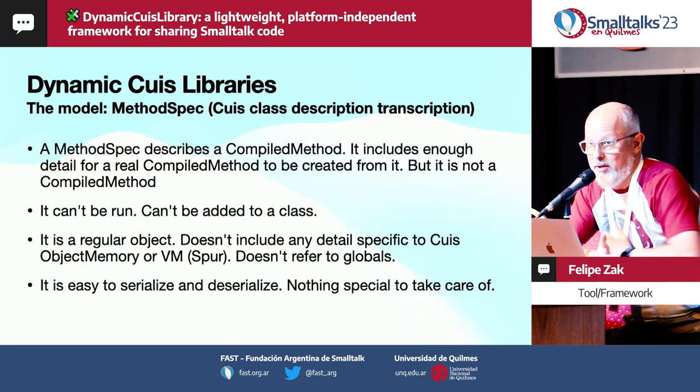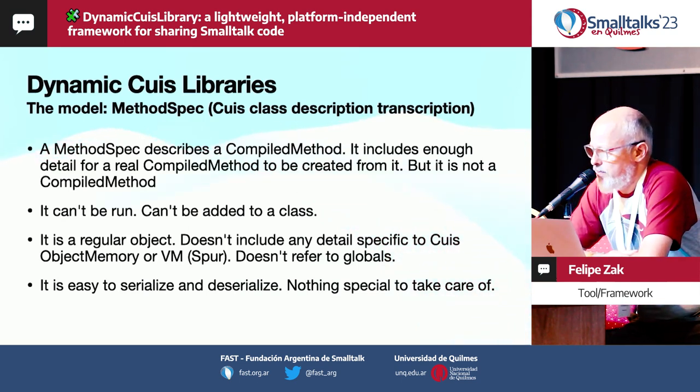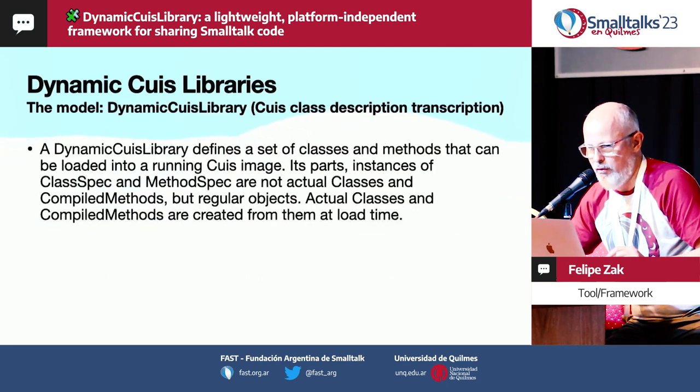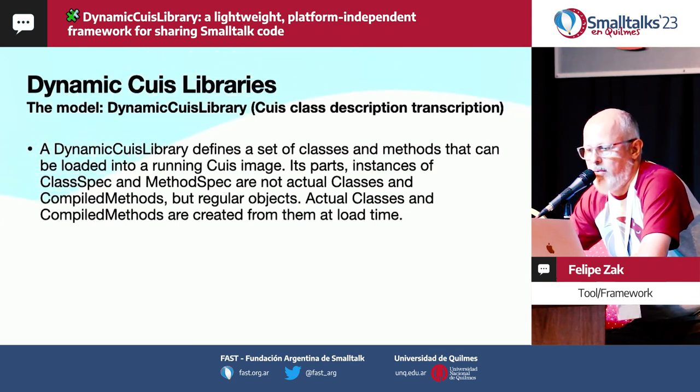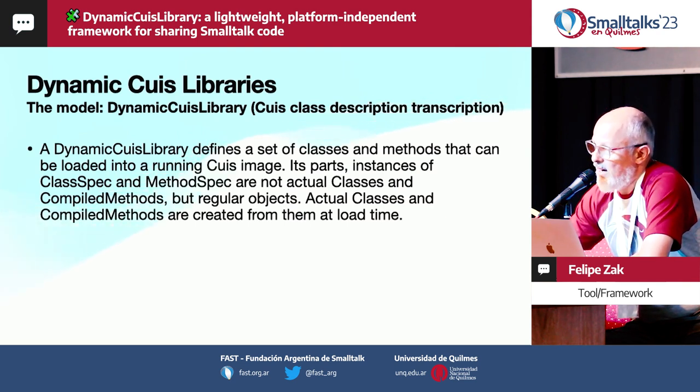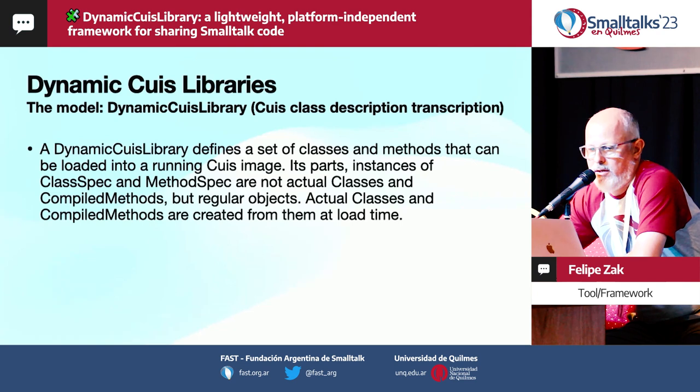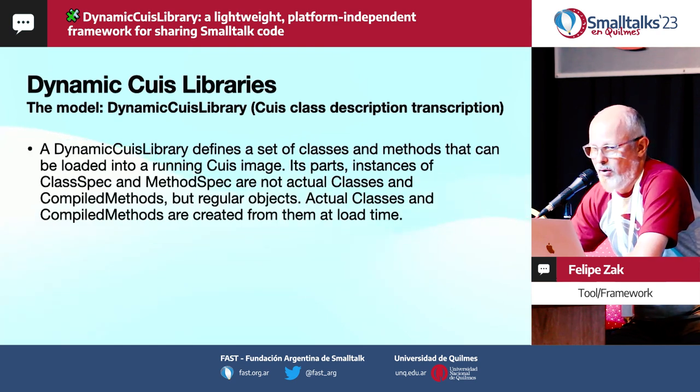So by now, we have the class specs and the method specs. And as you can imagine, you have the libraries, DCL, dynamic class libraries, which is an aggregation that embodies a set of class specs and method specs, to be materialized in the destination space or image. DCL defines a set of classes and methods, through class specs and method specs, that can be loaded into a running image. Instances of class specs and method specs are not actual classes, as I was saying. Great, so this is the very simple model we have.